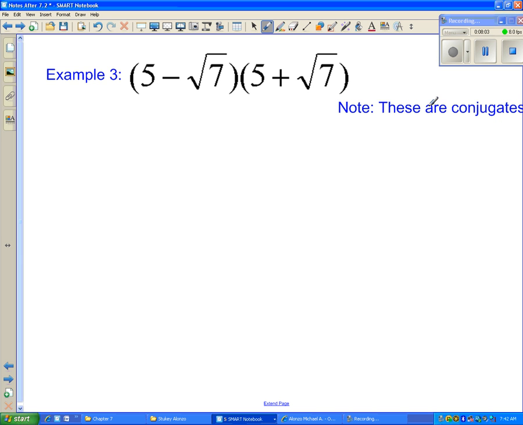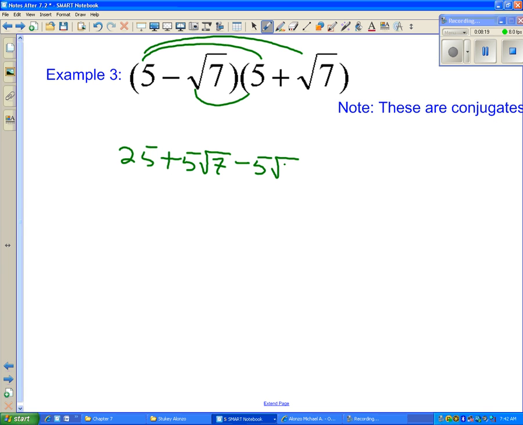Let's see. First, 5 times 5 is 25. Outer, 5 times the square root of 7 is a positive 5 square root 7. Inner, negative square root 7 times 5 is negative 5 square root 7. Last, negative square root 7 times square root 7 is minus square root 7 squared. As in all conjugates, when I did complex conjugates and any other conjugates, my middle terms cancel. 5 square root 7 minus 5 square root 7 is 0.